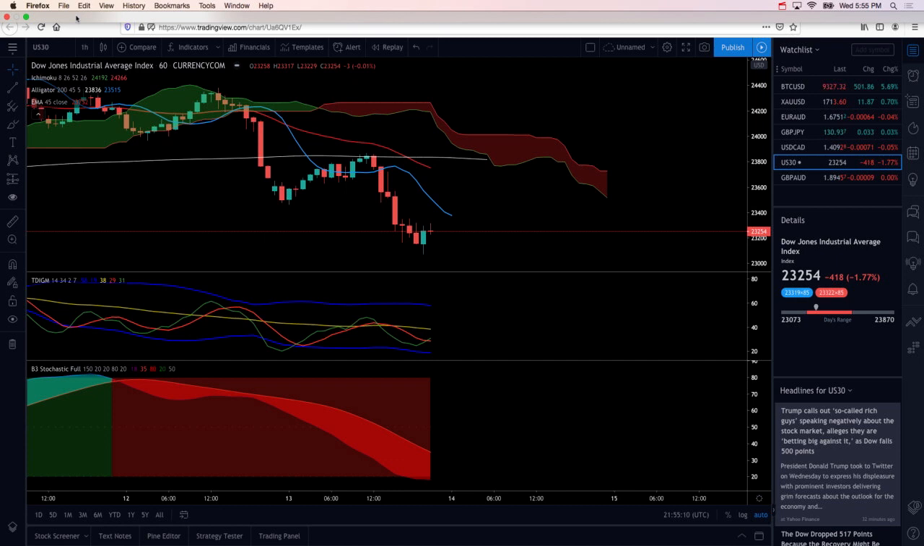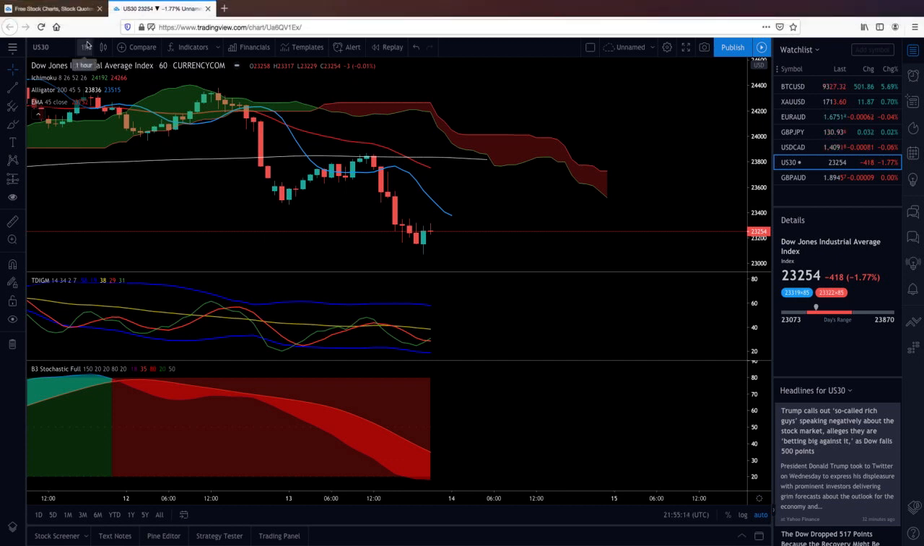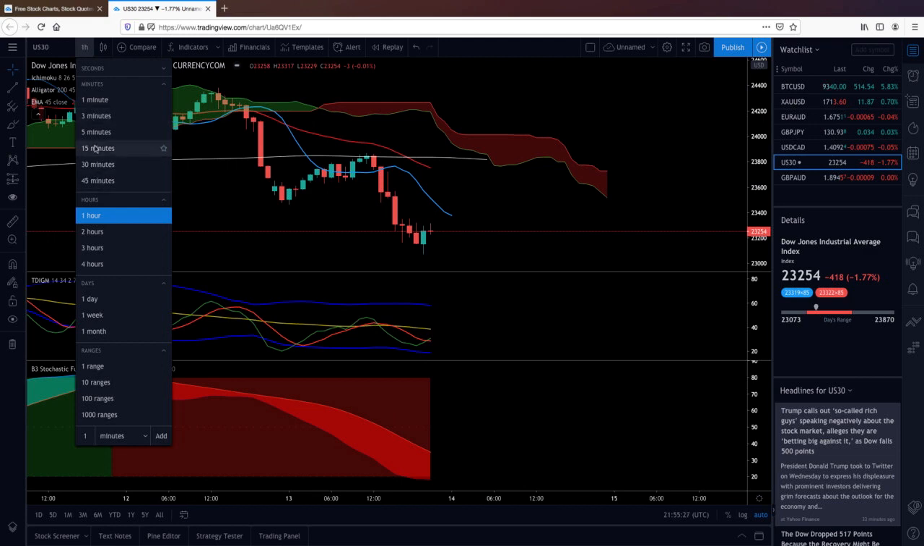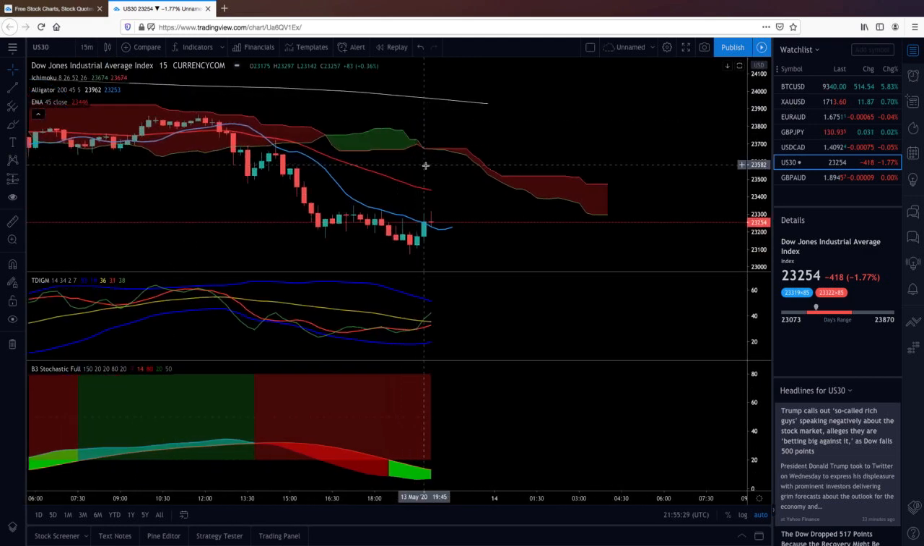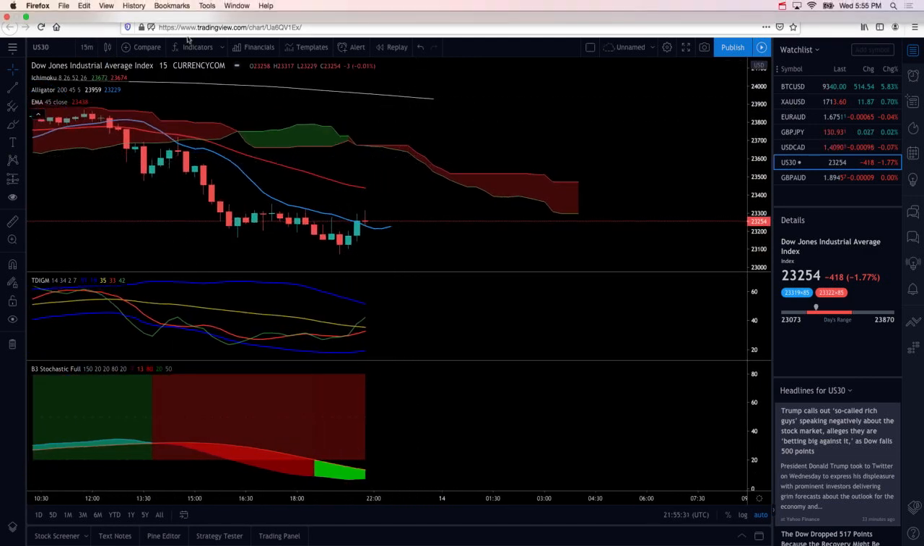Only if you're skilled. If you're skilled, do it. But if you're not skilled, do not do it, because you have to know what you're doing. The TDI cross is good, but this background's still red with that cloud. All right. And we go to the 15-minute chart. The main chart. The entry chart.